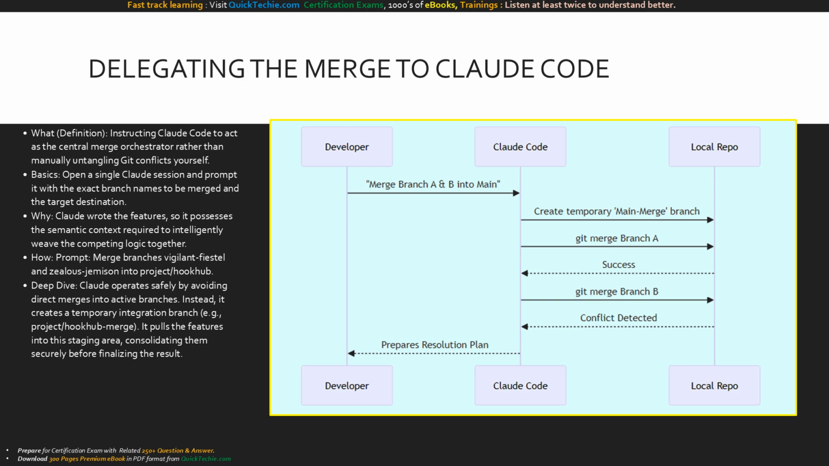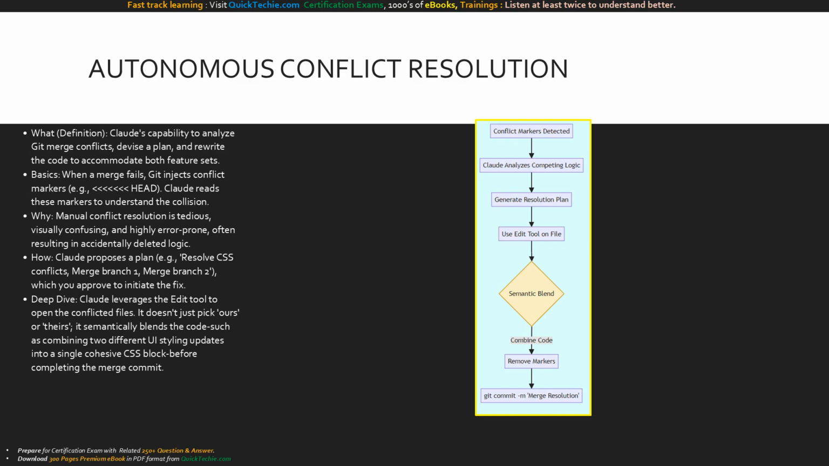Then, it attempts to merge branch B, but Git detects a conflict. Instead of failing, Claude catches the error and prepares a resolution plan to present to you, the developer. Let's dive into autonomous conflict resolution.